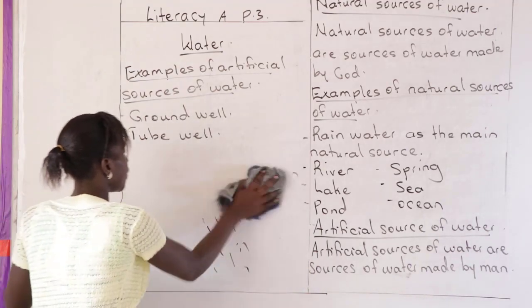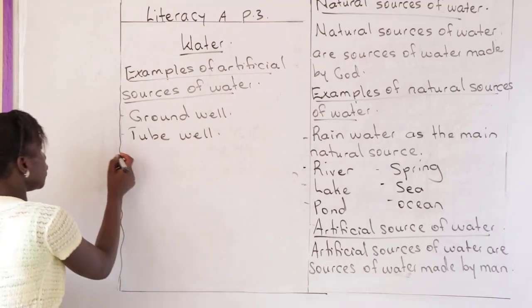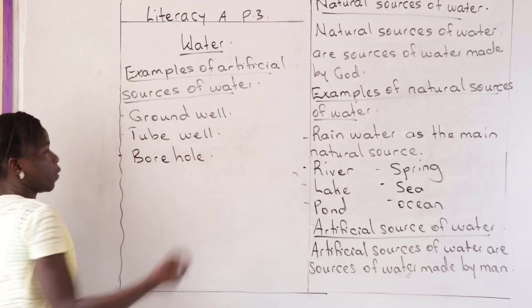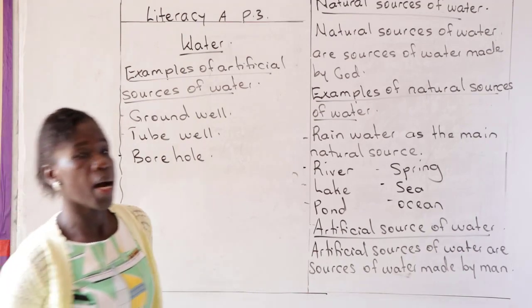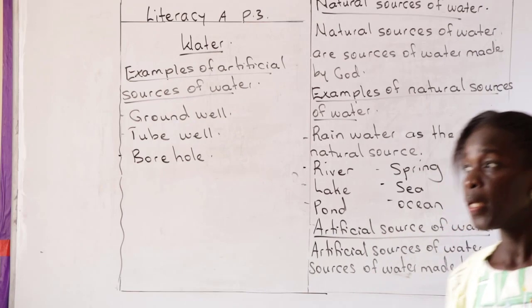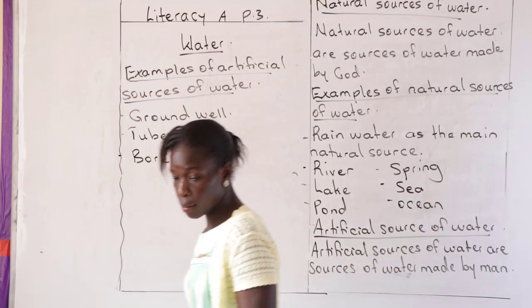Then we have another one called the borehole. A borehole is also a man-made source of water. It is an artificial source of water. It also picks the water from the underground.